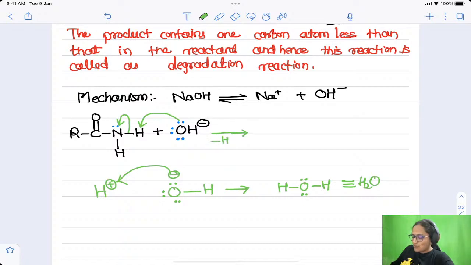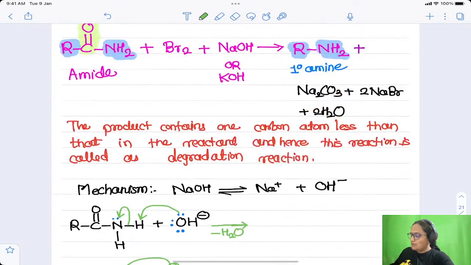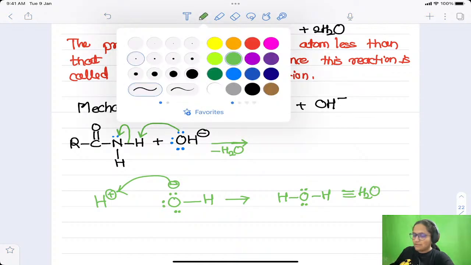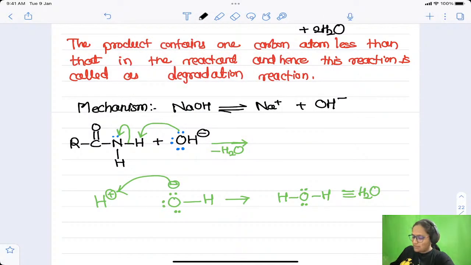So minus H2O I will write down. Can you see there are 2 water molecules generated, out of which the first is generated here. A byproduct is generated here. The byproduct I will write down below the arrow, so that I will get the space to write down the reactant and products.